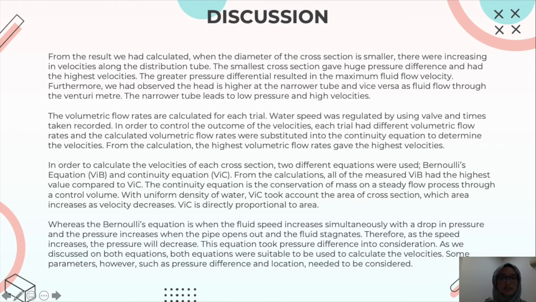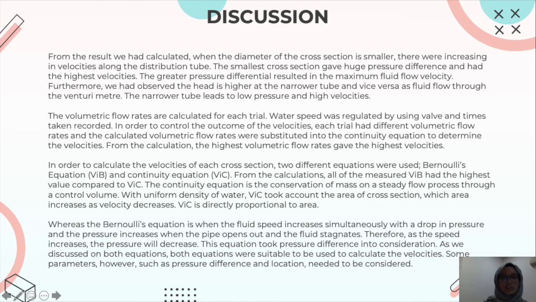For the discussion, from the result, as the diameter of the cross-section decreases, the velocity along the tube increases. The smallest cross-section gave a big pressure difference and had the highest velocities. Other than that, as fluid flows through the venturi meter, the head is higher at the narrower tube. The narrower tube leads to low pressure and high velocities. For each trial, the volumetric flow rates are calculated. Each trial had different volumetric flow rates to control the outcome of the velocities, and the calculated volumetric flow rates were substituted into the continuity equation to determine the velocities. From the calculation, the highest velocities are caused by the highest volumetric flow rates.